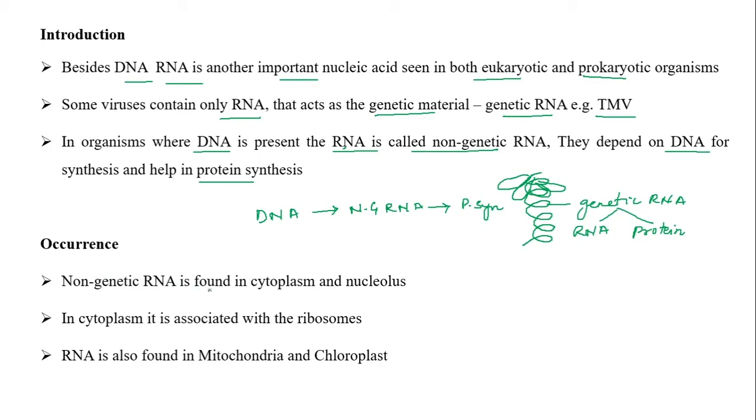The non-genetic RNA is found in the cytoplasm and in the nucleus. In cytoplasm, it is usually associated with the ribosomes. RNA is also found in mitochondria and in chloroplast. These two cell organelles are autonomous in their nature. That is, they have their own protein synthesis mechanism. They have their DNA and their RNA.